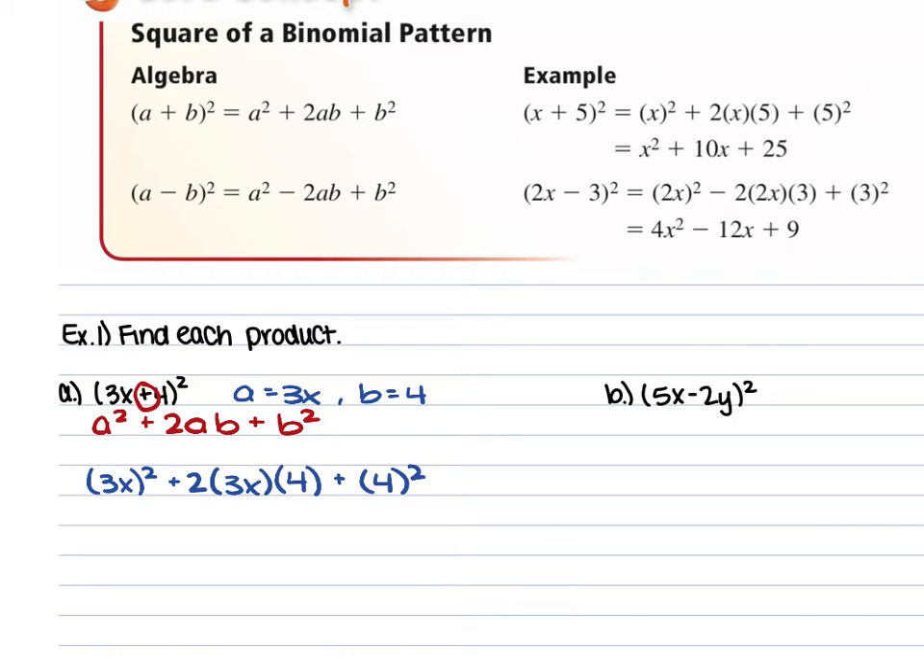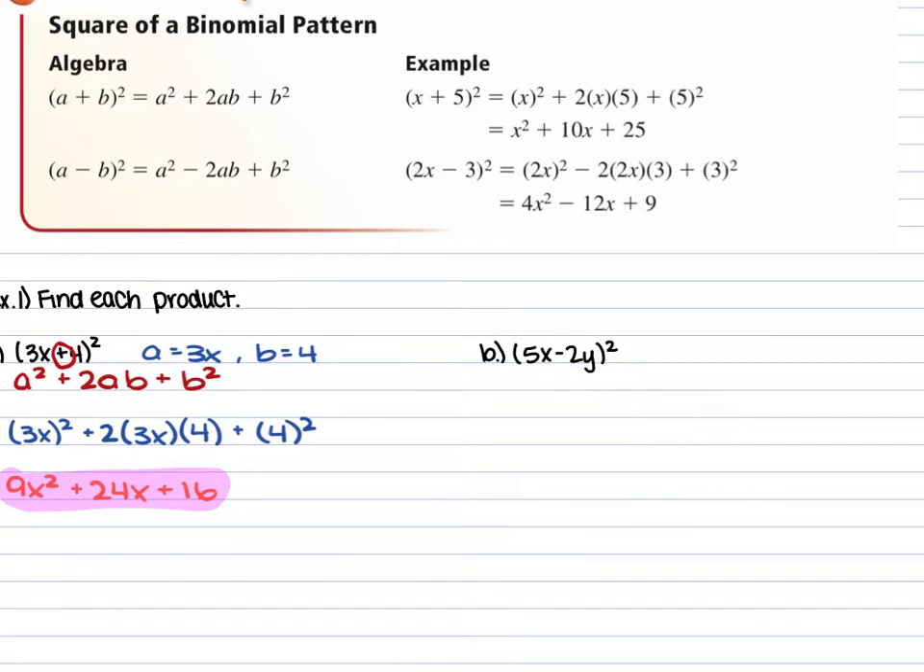The 3x squared is 9x squared. 2 times 3x is 6x times 4 is a positive 24x, and 4 squared is a positive 16. So 9x squared plus 24x plus 16 would be our answer for this one.